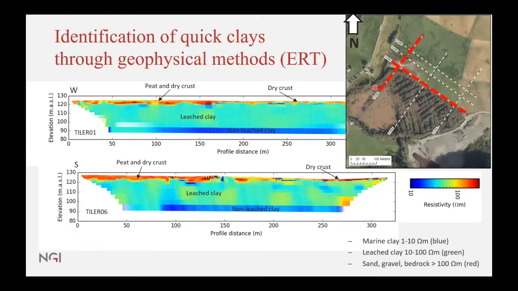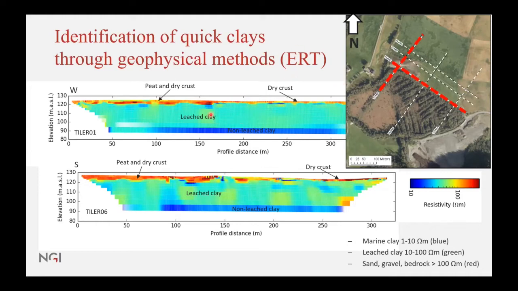There are many methods today to identify quick clays. Quite often in our projects, we start through geophysical methods because that gives us a really nice overview of the soils that we have, and it's easier for us to go and then put some soundings or boreholes to correctly identify quick clays. One of the methods that is very used these days in Scandinavia and also in North America for delineating quick clays is the use of electrical resistivity tomography, so the ERT method.